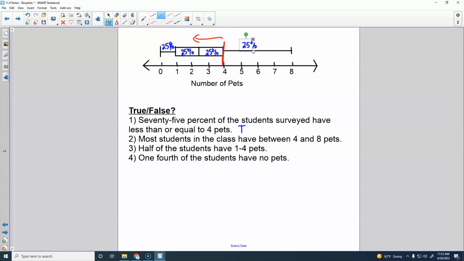Okay? Zane, what do you think on number 2? Most students in the class have between 4 and 8 pets. False. That is false. Why is it false, Zane? Good answer. Well, thank you. Explain it. He explained how he thought it. All right. Why did you know that it was?